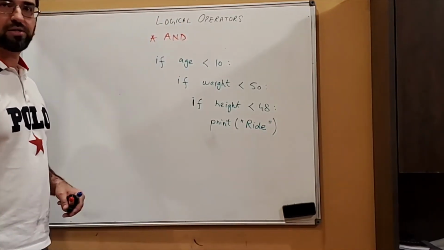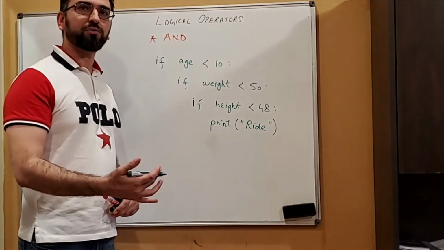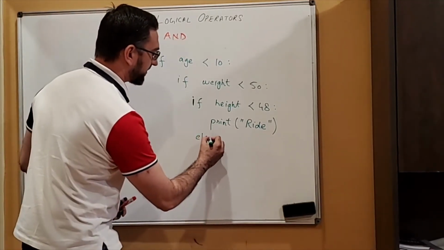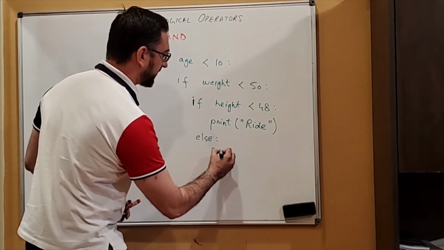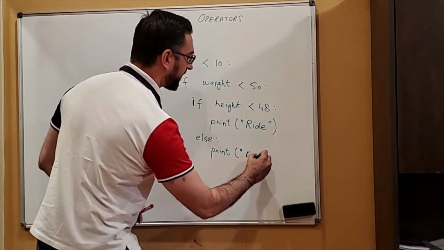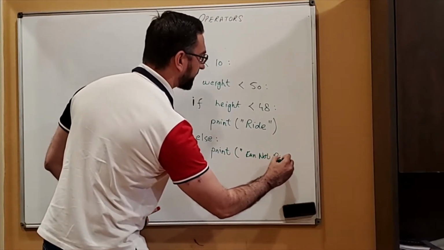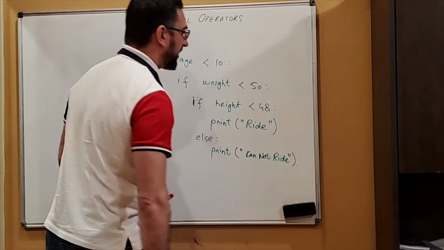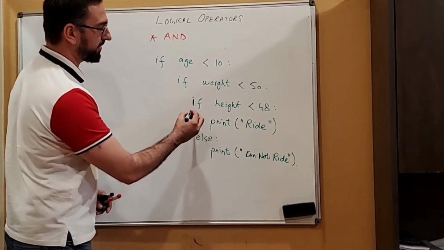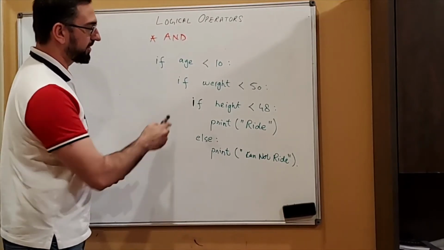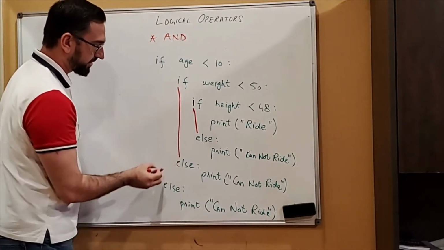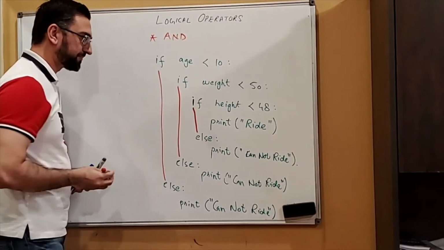But if any of these criteria is false, we are not going to allow that person to ride the roller coaster. So we have to put else statements that print cannot ride. Now the thing you'll see here is we have to write an else statement for each one of these if blocks. This else belongs to this if, this else belongs to this if, and this else belongs to this one.